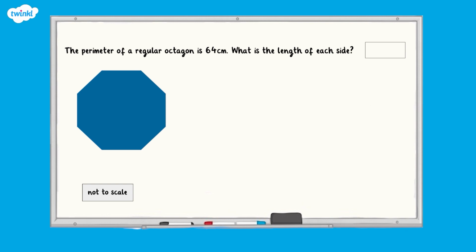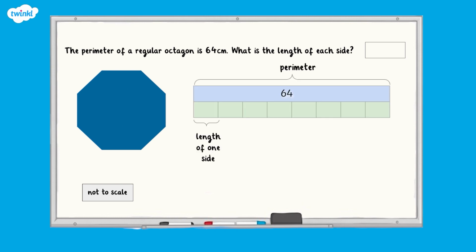If our shape was a regular octagon, we would divide the perimeter by 8 to find the length of one side, because a regular octagon has 8 sides of equal length. The perimeter of this regular octagon is 64 centimeters. So each side is 64 divided by 8, which is 8. Therefore, the length of each side of our octagon is 8 centimeters.